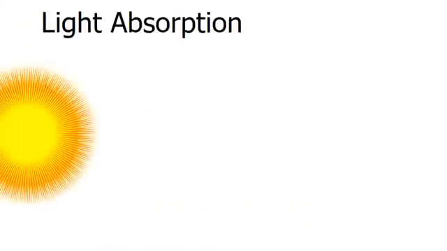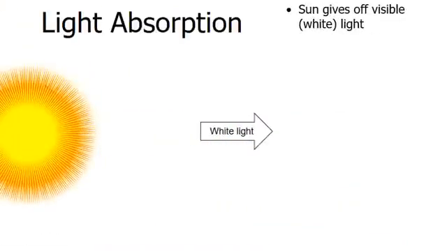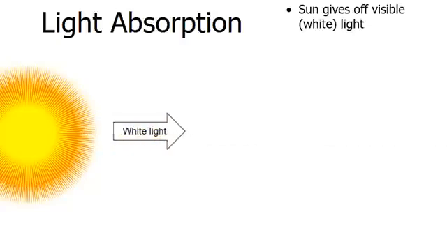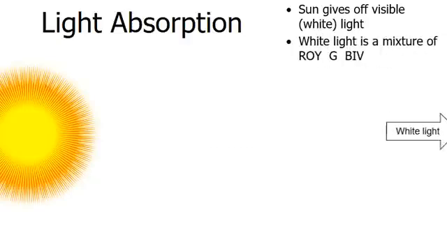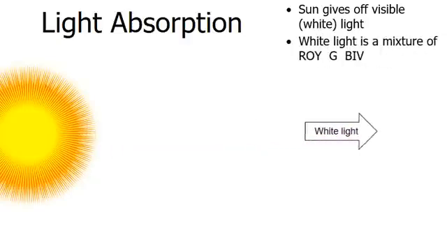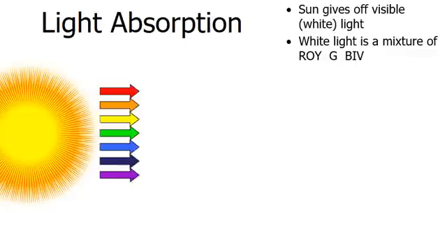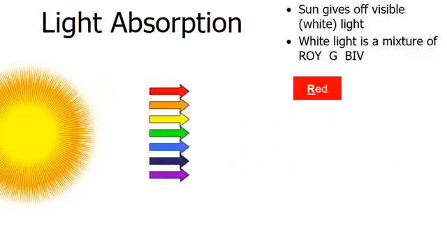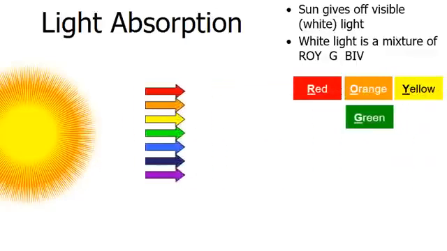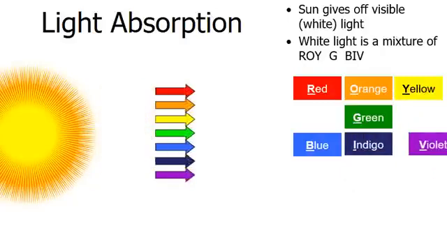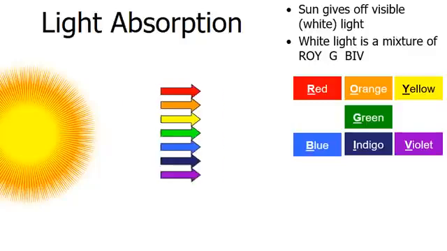Well, let's focus on how light is absorbed, and when we do, we're going to see that the sun gives off visible light, also called white light. White light is actually a mixture of Roy G. Biv. And what this is are the colors of the rainbow: red, orange, yellow, green, blue, indigo, violet. All of these colors are a mixture known as white light.